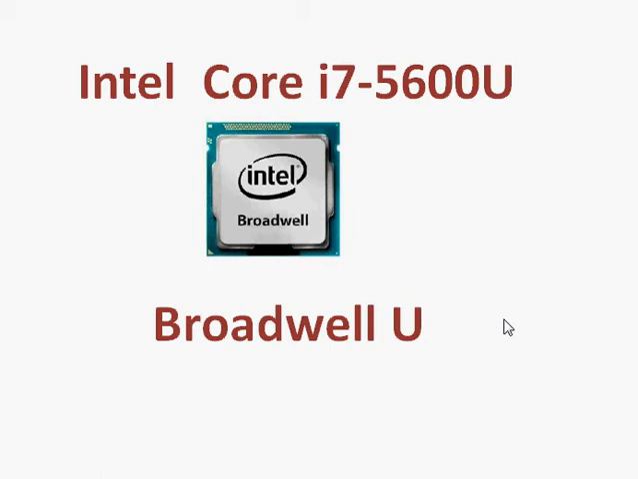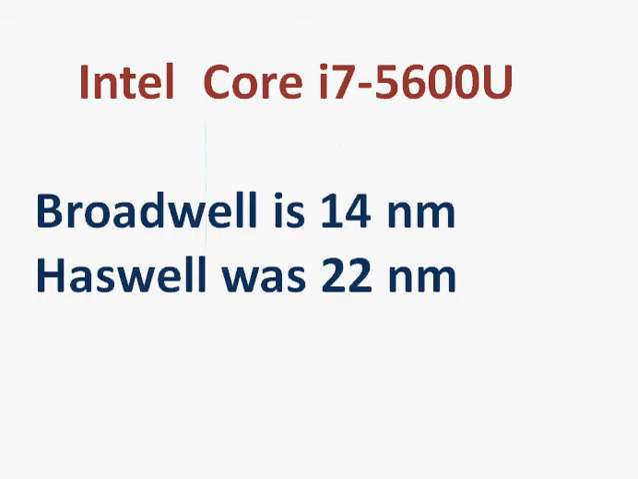So let's take a look at the Intel Core i7-5600U, a Broadwell U-series processor. The Broadwell U-series is intended for thin laptops with great battery life and substantially improved graphics performance. So Broadwell is basically a successor to the Haswell processor, and most of the architecture stays the same, at least on the CPU side, and the process itself is improved from 22 nanometer to 14 nanometer.